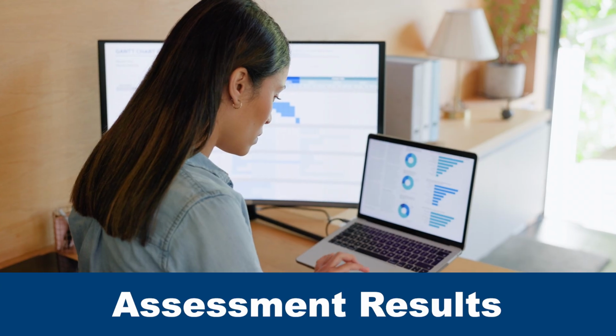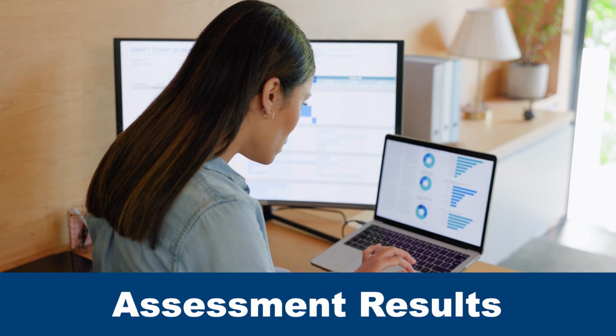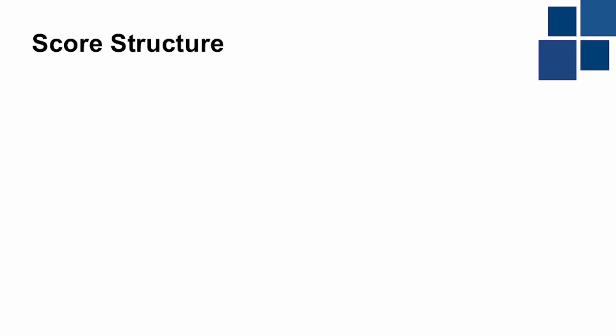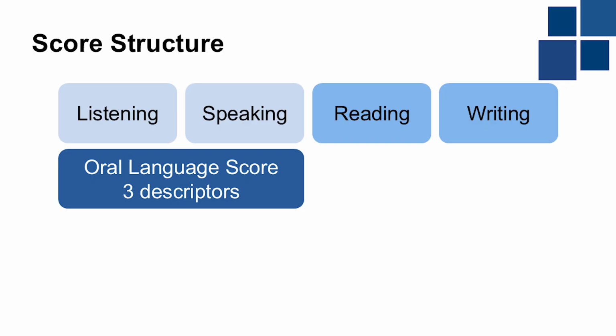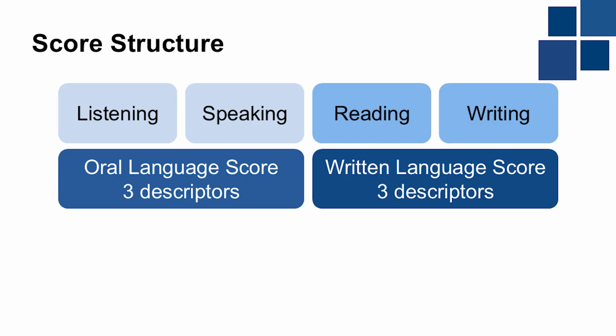Let's shift gears and talk about how results are reported for the Initial ELPAC. There are 4 domains: listening, speaking, reading, and writing. Remember that the Initial ELPAC is a screener, so there is no data reported at the domain level on the Initial ELPAC. Listening and speaking are combined to make the oral language composite. Reading and writing are combined to make the written language composite. Students will receive a performance descriptor for oral and a performance descriptor for written, no scores.